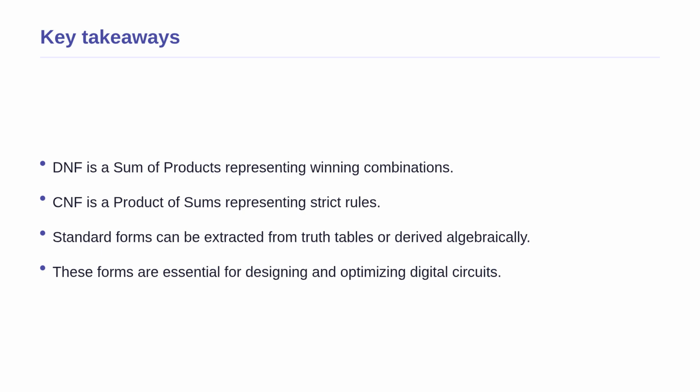We have covered a lot of ground today, so let us review the most important ideas. First, disjunctive normal form is a sum of products, representing all the specific ways a statement can be true. Second, conjunctive normal form is a product of sums, representing all the strict rules a statement must pass. Third, we learned that we can extract these forms directly from truth tables using minterms and maxterms, or we can derive them algebraically using rules like the distributive law. Mastering these forms allows you to translate messy real-world conditions into clean, buildable digital circuits. You now have a solid foundation in standard logical forms. Great job!